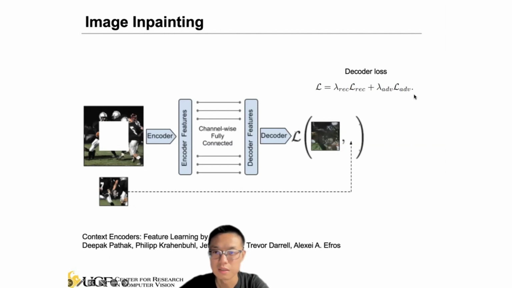So basically they add this adversarial loss, trying to enforce the decoder to predict a realistic patch. So that's their overall loss to train the decoder. Okay, so once the network has learned, then you can use this representation from this encoder and decoder structure.